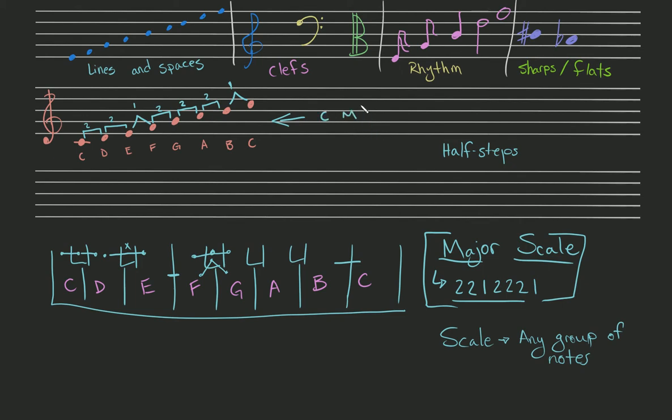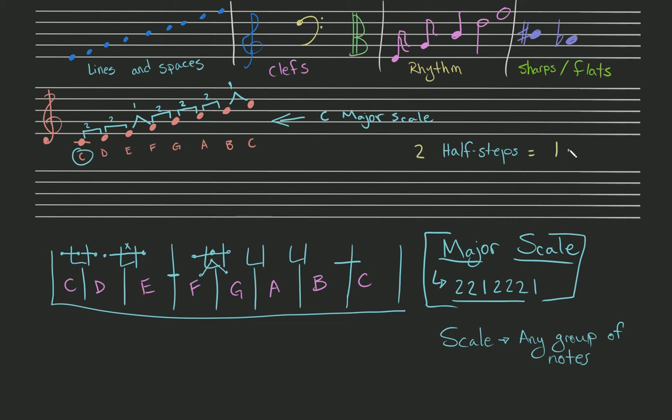M-A-J-O-R, major scale. This is the C major scale because it starts on C, and it follows the major scale formula, 2, 2, 1, 2, 2, 2, 1. Another side note is instead of using 2, 2, 1, 2, 2, 2, 1, you can say whole note. Or, I'm sorry, not a whole note, a whole step. We talked about half steps and whole steps. We talked about half steps already, so whole steps are simply 2 half steps.